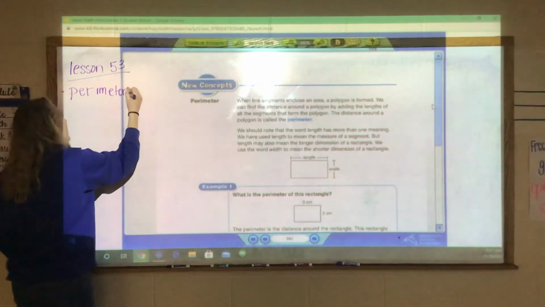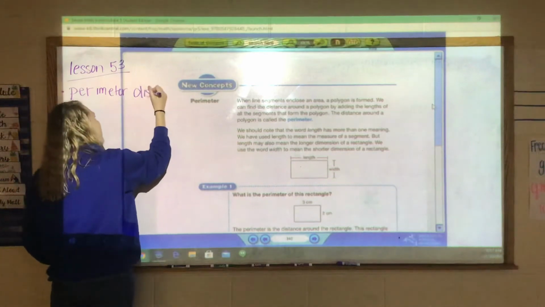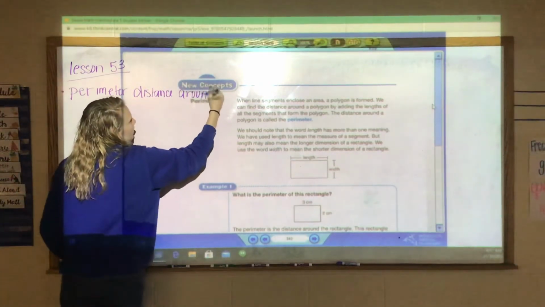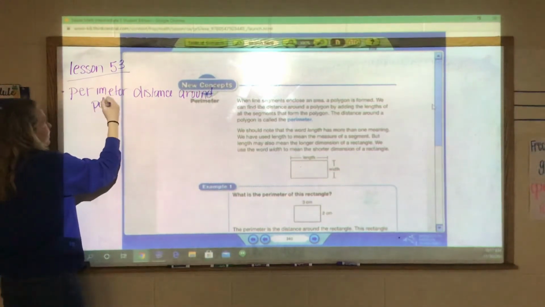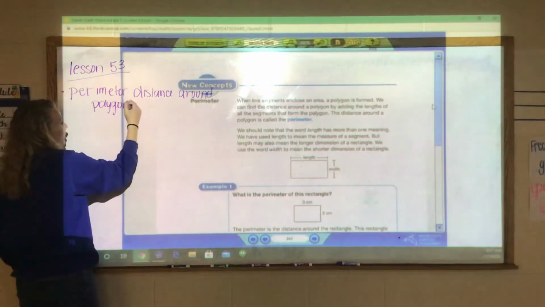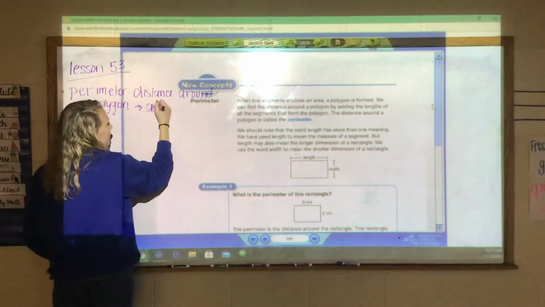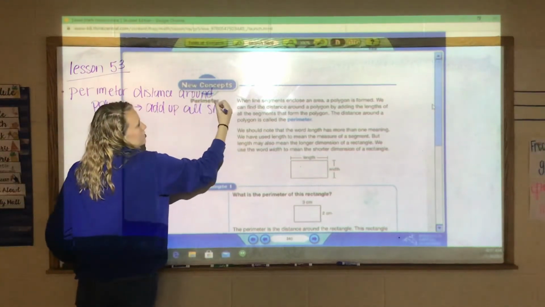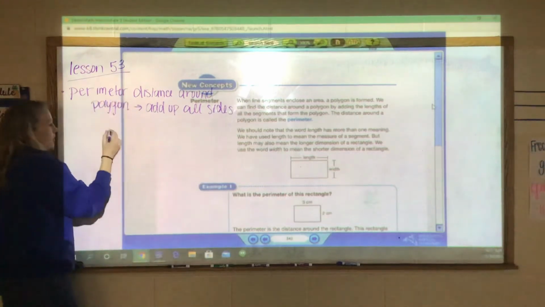Perimeter is your distance around a polygon. And you add up all sides. So think of it as your fence.